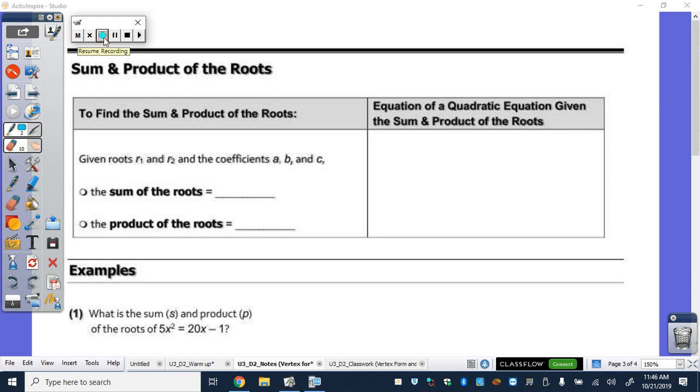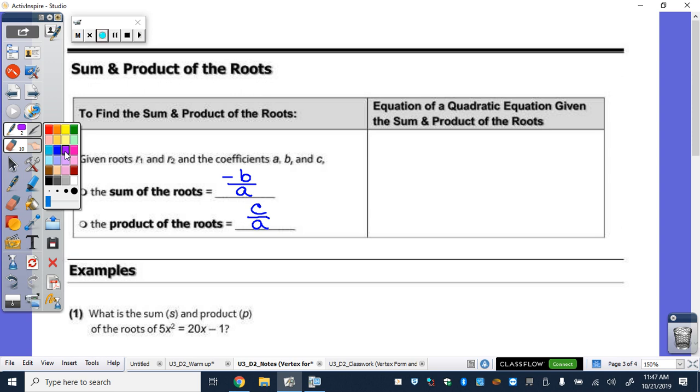Sum and product of the roots. So we have our quadratic equation. They always produce 2 different roots for us to use. So if we have the equation, and you're just trying to quickly figure out what is the sum of the roots, the sum of the roots would be negative b over a. So whatever your b value is, you just negate it and put it over your a value. Product of the roots would be c over a. So you just take whatever your c value is, put it over your a value.